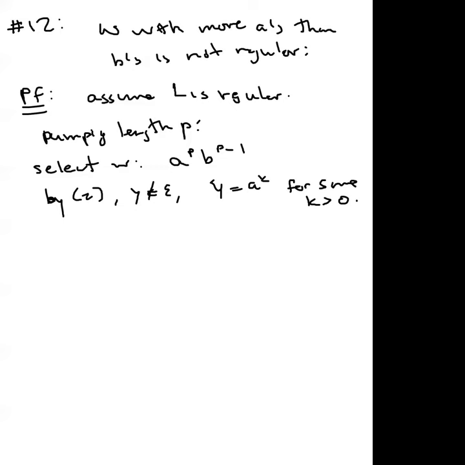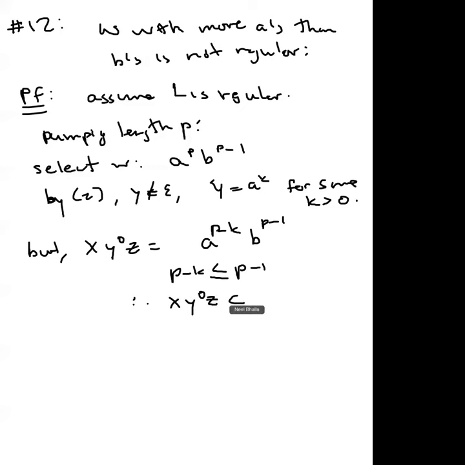And since we're trying to find a word where there's fewer A's than B's, because that's not in the language, it seems reasonable to pump down, namely get rid of these k A's and see what that brings us. But x y to the 0 z is equal to a to the p minus k, b to the p minus 1. But p minus k is less than or equal to p minus 1. So therefore, x y to the 0 z is not in the language L.